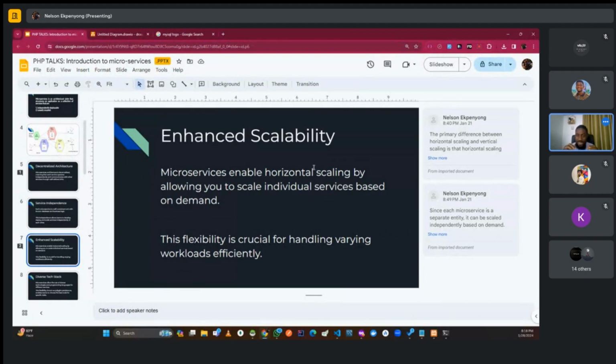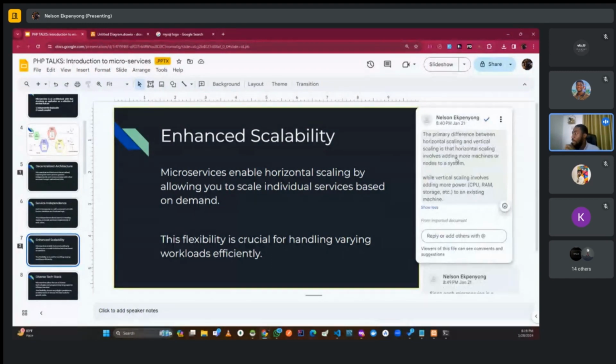Now, let me quickly read what I had here on the note. The primary difference between horizontal scaling and vertical scaling is that horizontal scaling involves adding more machines or nodes to a system, while vertical scaling involves adding more power, CPU, RAM, storage to an existing system. So let me explain.